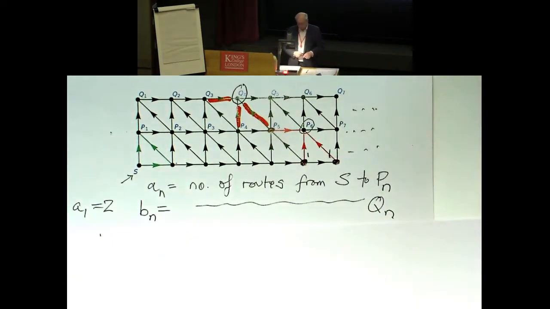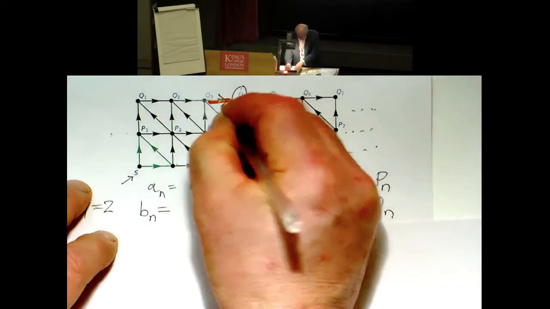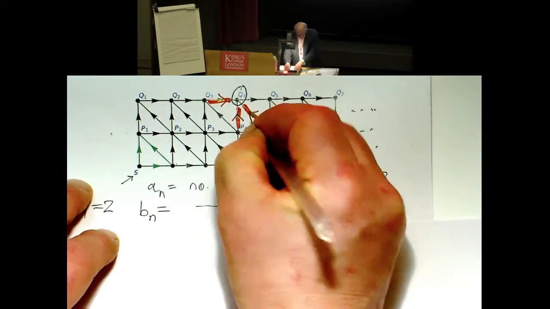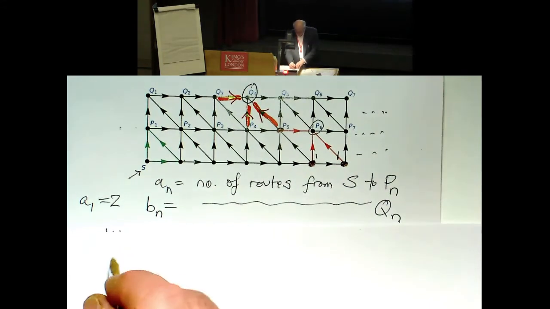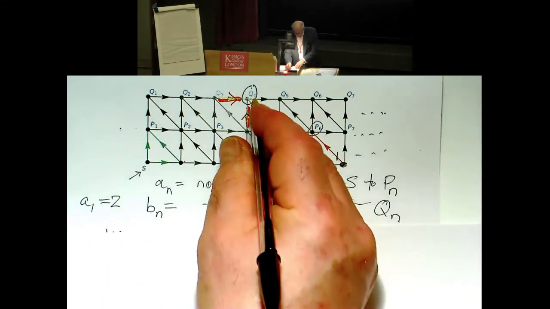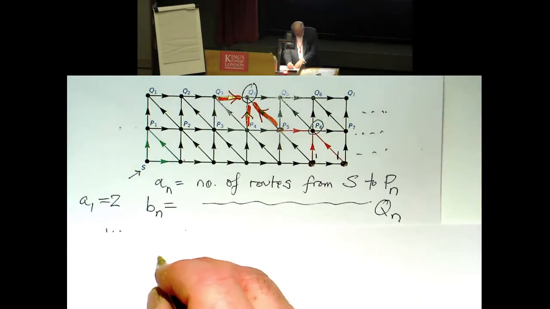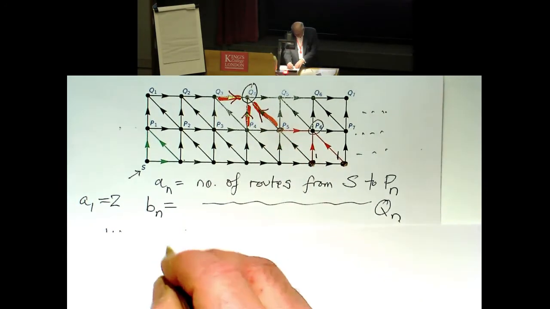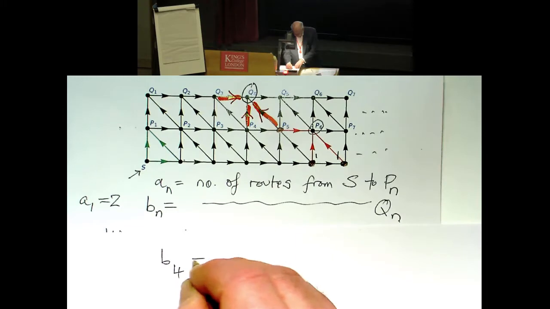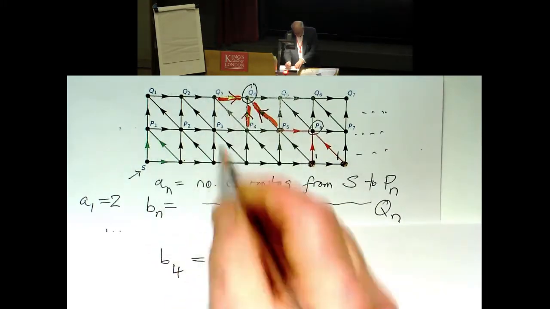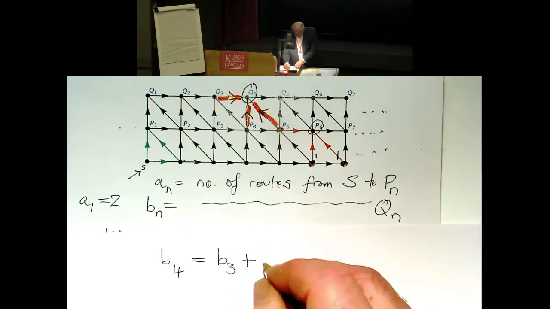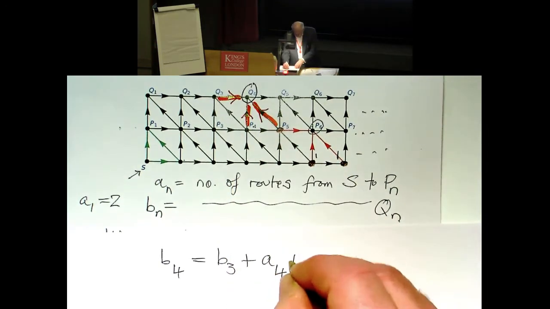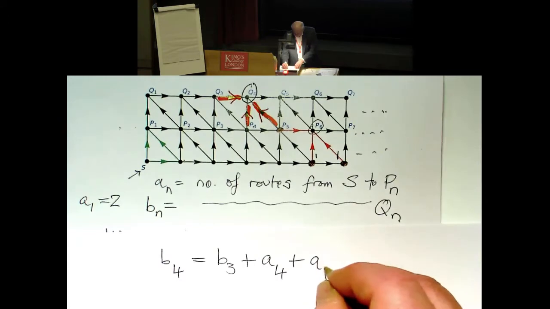Okay? With arrows in those directions. So I can come this way. So that tells you immediately that in general, well, let's do it for B4. B4, therefore, is equal to the number of routes to Q3, that's B3, plus the number of routes to P4, that's A4, plus the number of routes to P5, which is A5.